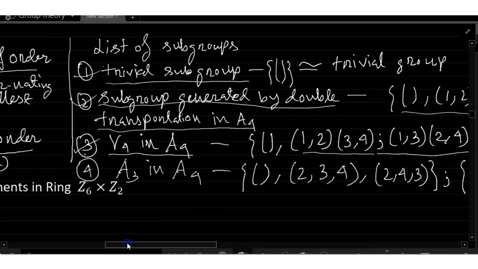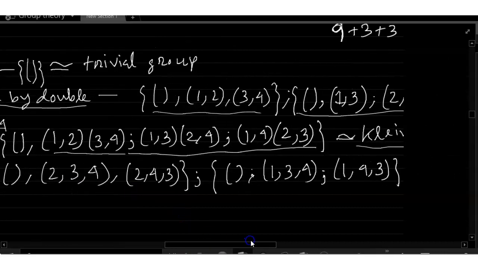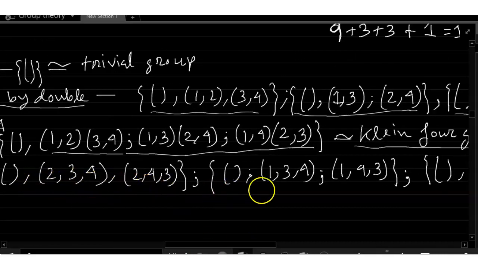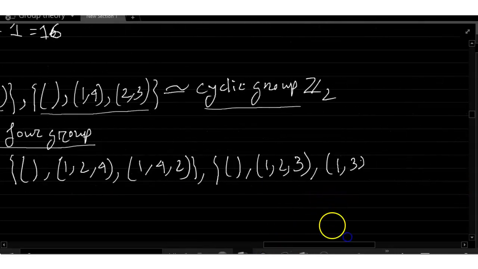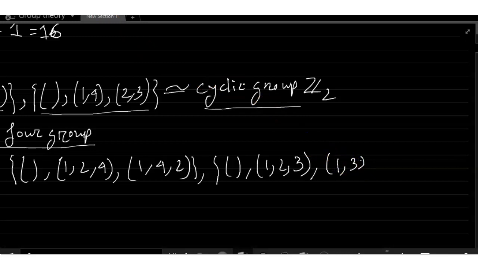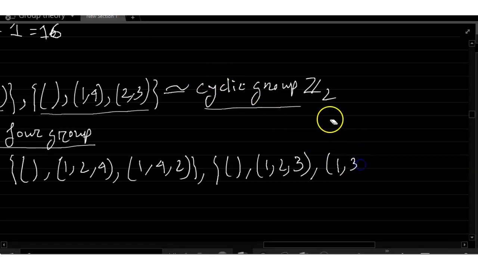And number 4 is A3 in A4. That is (2 3 4), (2 4 3), (1 3 4), (1 4 3), and (1 2 4), (1 4 2), and (1 3 2). That is isomorphic to Z3.